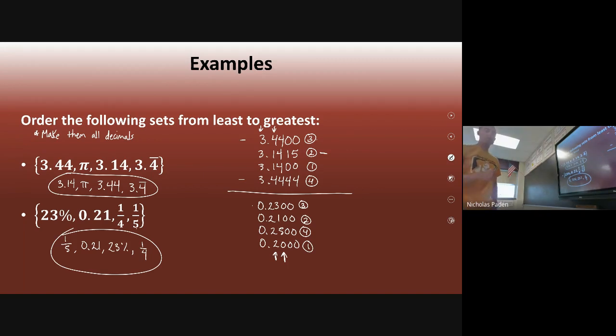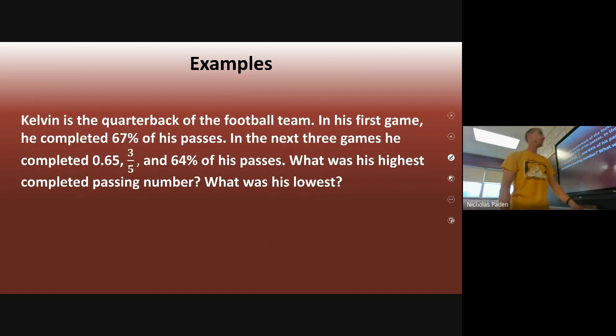So you want to make all those decimals, compare each place value one by one. That's going to tell you which one's least, which one's greatest. Remember, if they are all negative numbers, you think opposite, you go really from greatest to least. Opposite means negative.